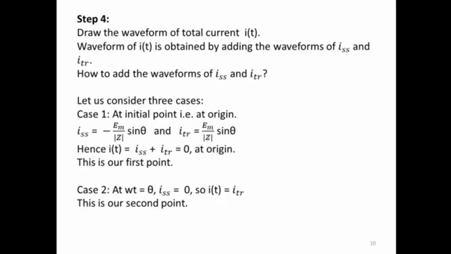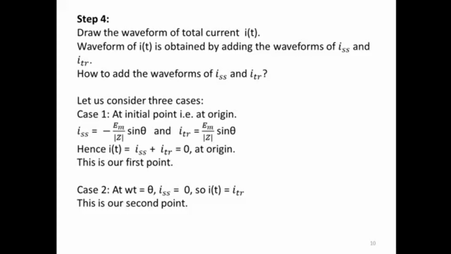Now the fourth step, finally, is the waveform of total current IT, which is the sum of steady state and transient current. Now how to add the waveforms of steady state and transient current in order to obtain the waveform of total current? Let us consider three cases. First case, at origin, that is the initial point. As I have said earlier, at the initial point the values of steady state and transient current are equal and opposite. So if we add these two values, then their sum is 0.